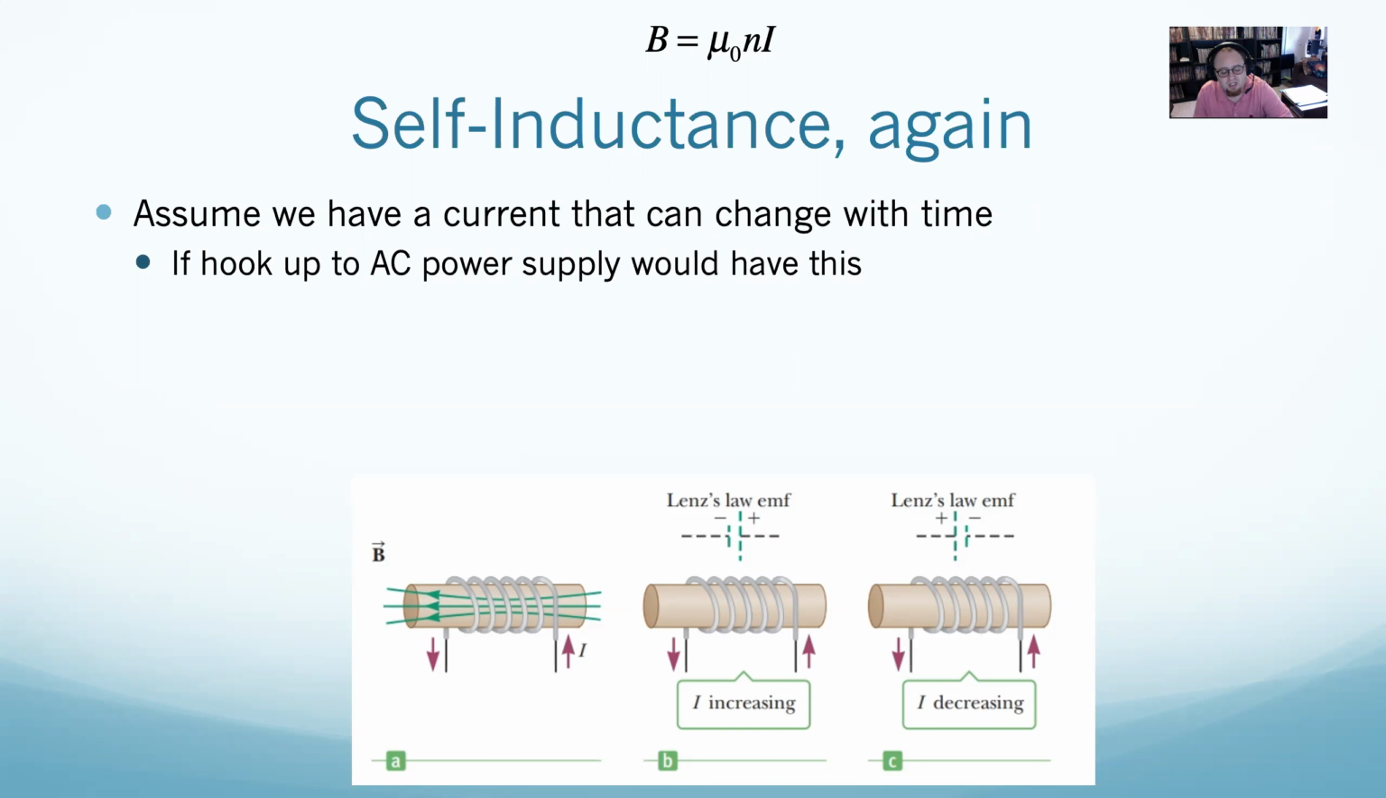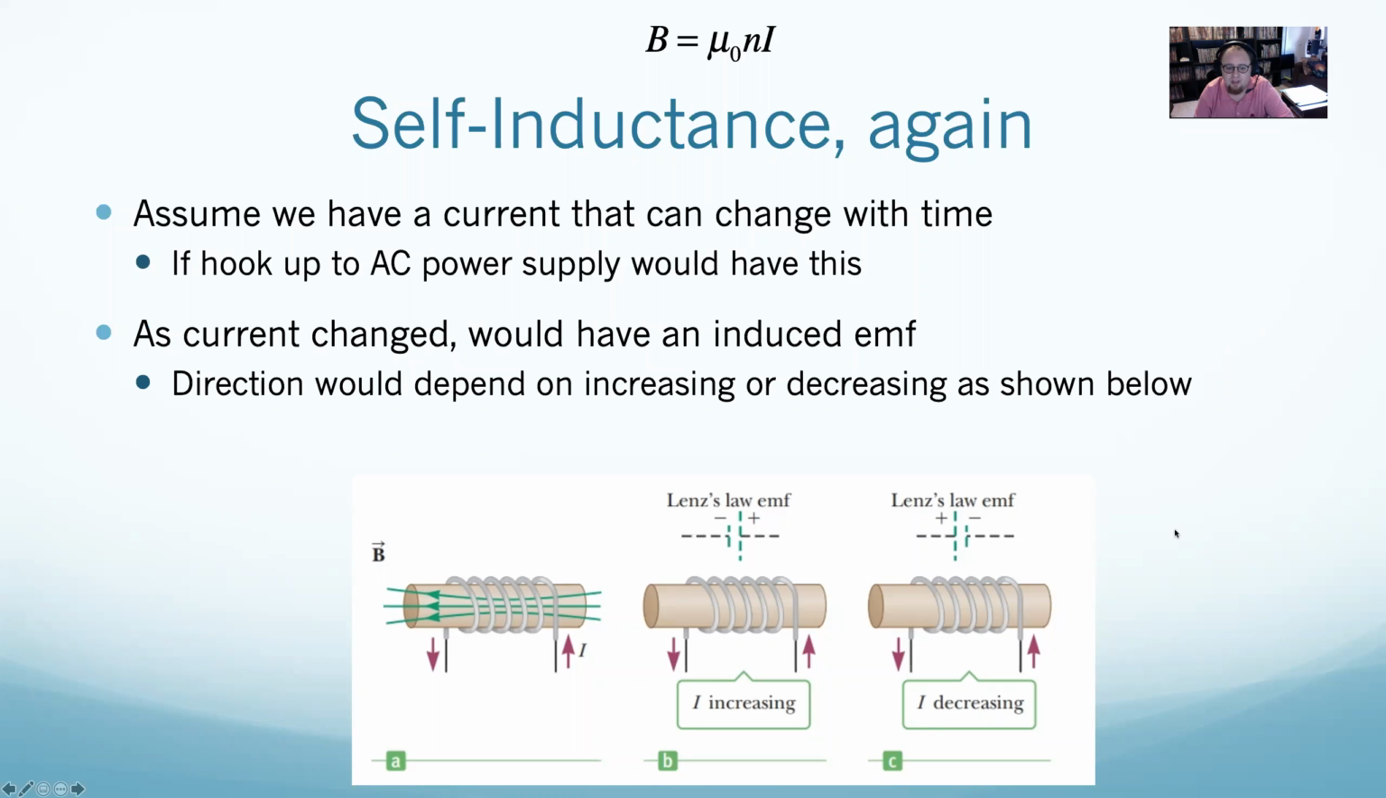And for current changing with time, we could just do it by messing around with DC, but let's just hook it up to an AC power supply. We're going to talk about AC a lot more next chapter, but we know that with an AC power supply, the current will change as a function of time. If I hook that into a circuit, then as the current changes, we're going to induce an EMF. Because if I make this solenoid part of my circuit, it's going to have a magnetic field. If I change the current, I change the magnetic field. If I change the magnetic field, I'm going to induce an EMF. Induced EMF means I'm going to affect the current.